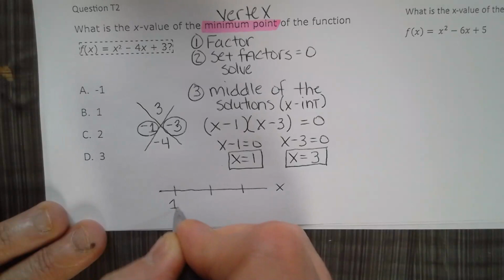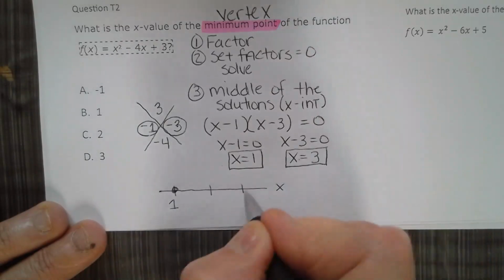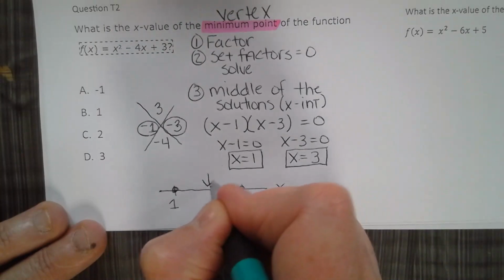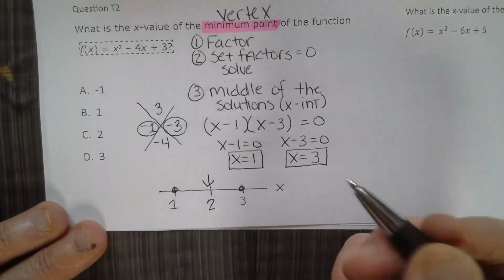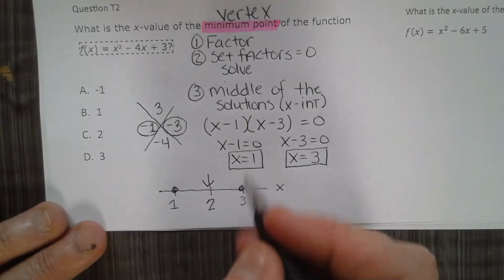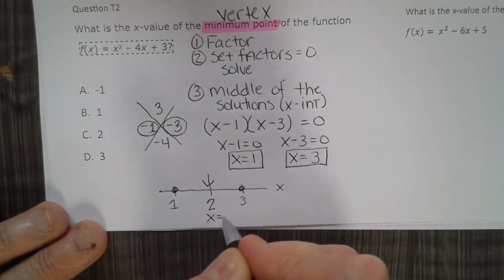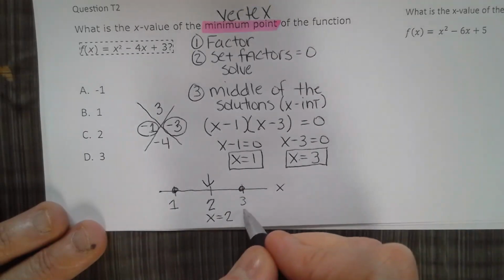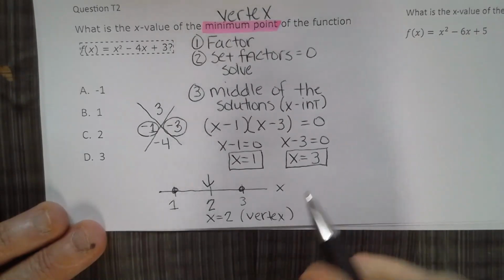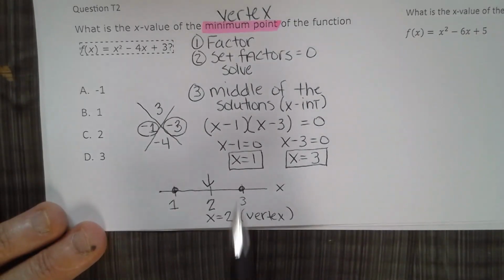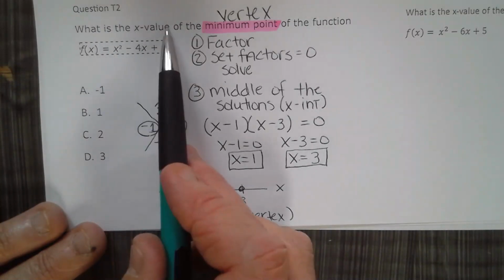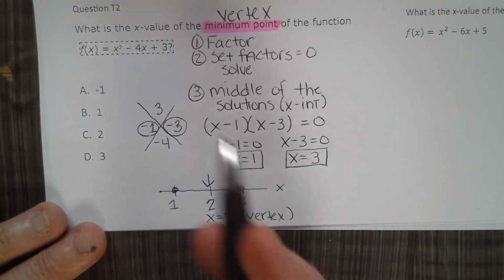One of my x-intercepts is at 1. My other x-intercept is at 3, and I want the middle, which is 2. And this is my x value of my vertex. If I wanted to go further and get the y value, I would just plug it back in and I would have the y value. But this says the x value, and the x value is 2.